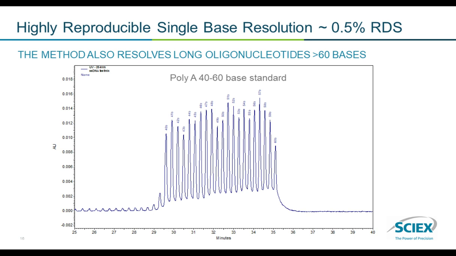This is an electropherogram showing separation of poly A 40 to 60 bases, which is a standard included with the kit. As you can see here, there is baseline resolution for all these 21 fragments. And the percent RSD for both migration time and peak area is less than 0.5% using this ssDNA kit.